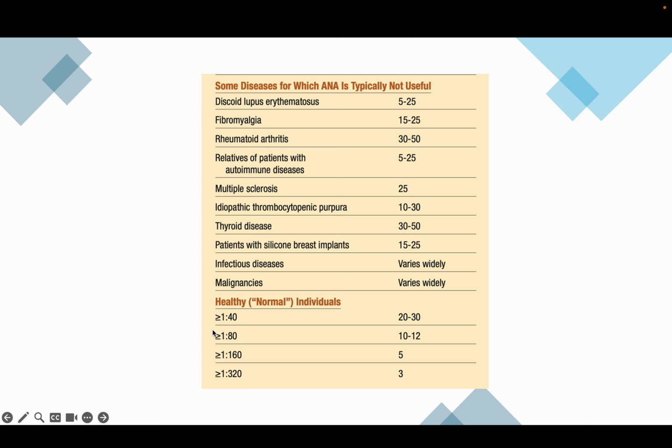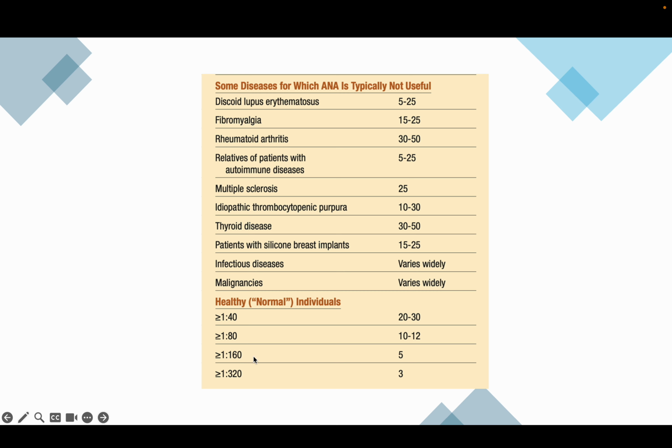At a 1:40 dilution titer, 20 to 30% of healthy individuals will have a positive ANA. So the false positivity is very high. So they took it to a 1:80 titer. That came down to about 12% of healthy individuals being positive. So most of the ACR and EULAR classification criteria for SLE use 1:80 as the minimal dilution titer at which it should be positive to label it as SLE-related ANA, like ANA positive for SLE.